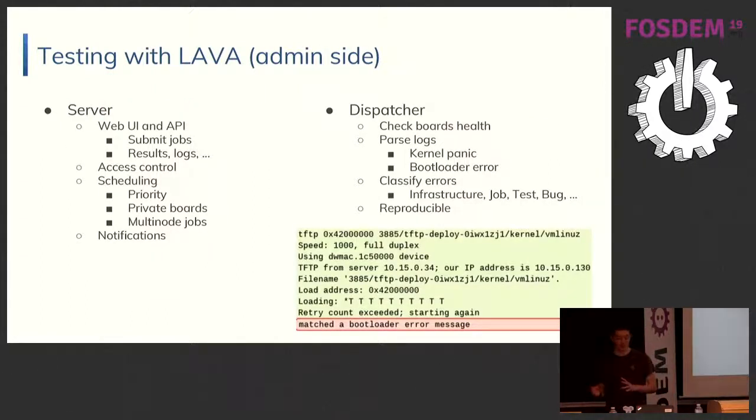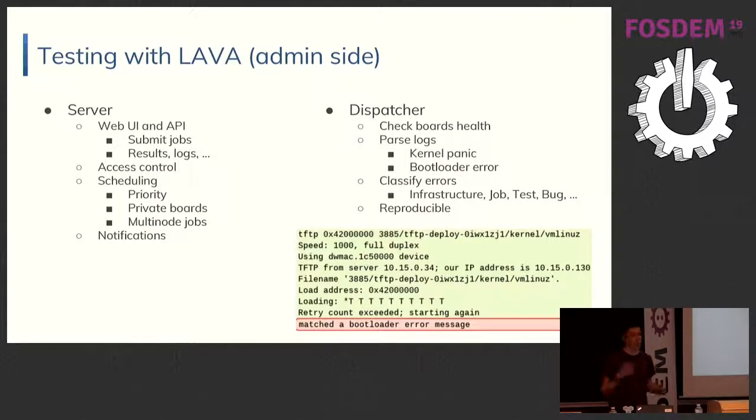From the admin perspective, the server will do all the web UI. So you will submit jobs manually or through the API. You will see the results and the logs that have been passed. It will do the access control for you, so who is able to access a board and who is not. Some boards might be private. If there are NDAs and it's a public server, you might want to hide some boards from public access.